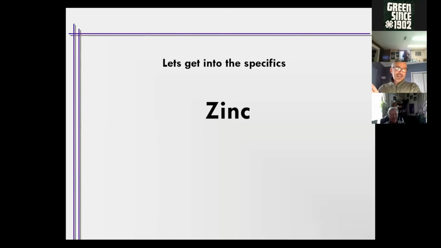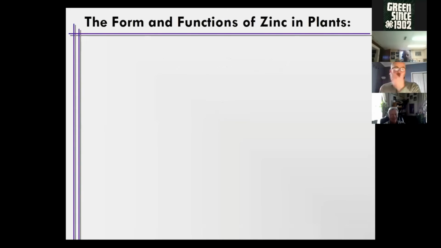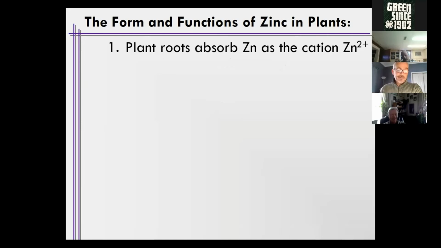Okay, let's switch gears and talk about zinc. The forms and functions of zinc in plants, not that this matters that much: zinc is taken up by plants only as zinc 2+, whereas iron can be taken up as 3+ or 2+. That's the only form that zinc is taken up, zinc 2+.